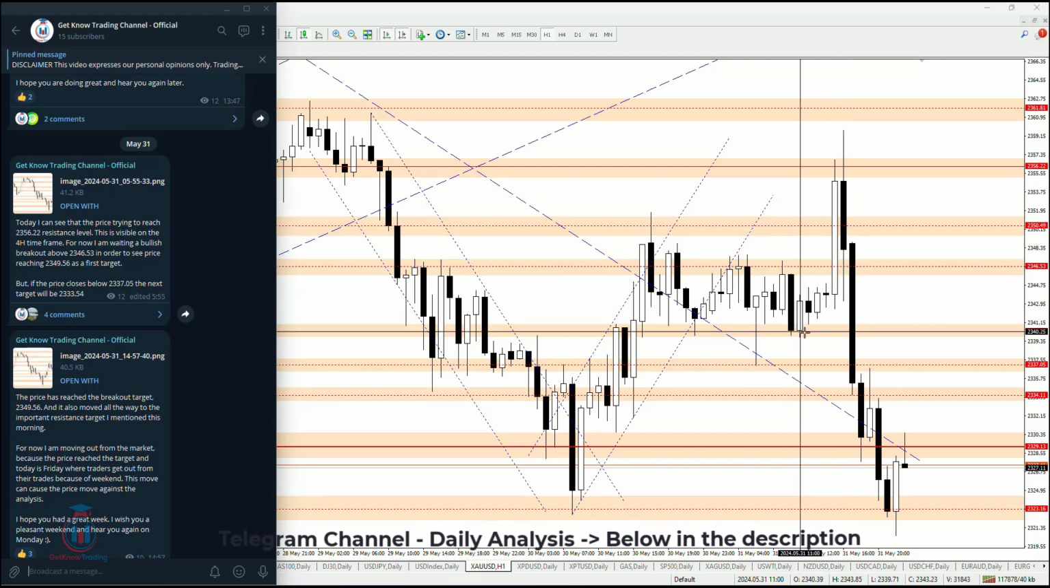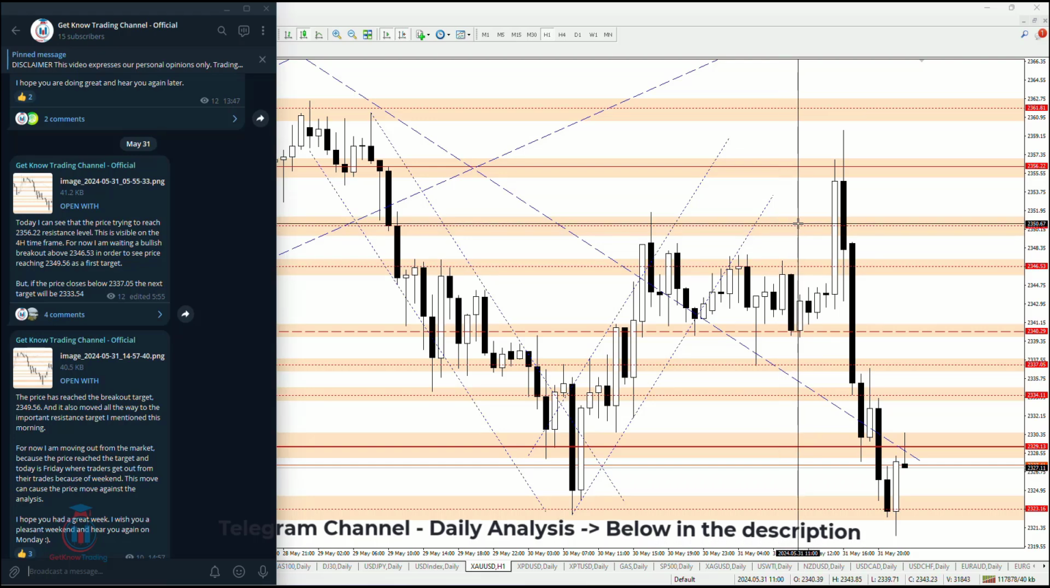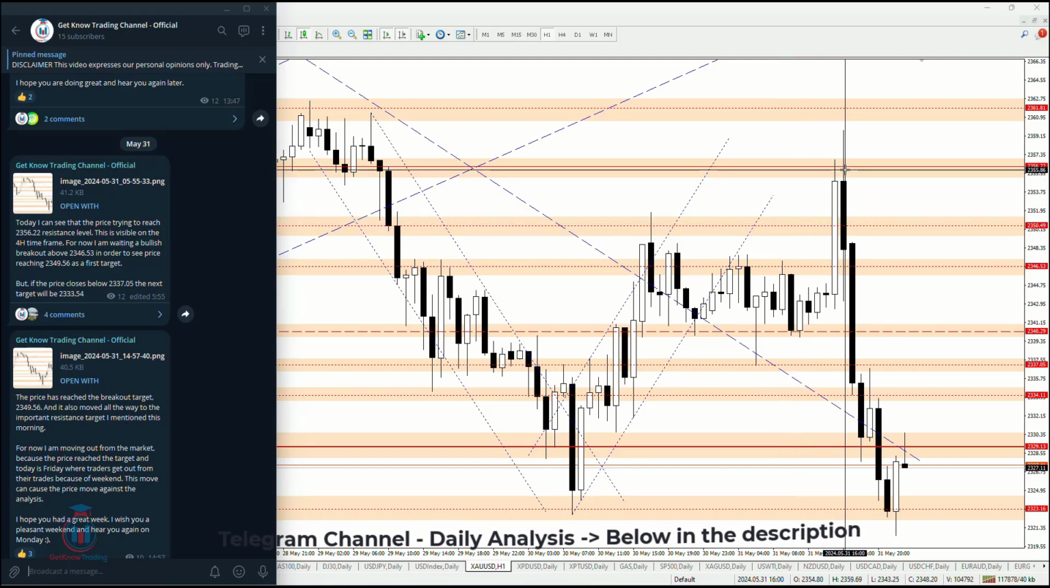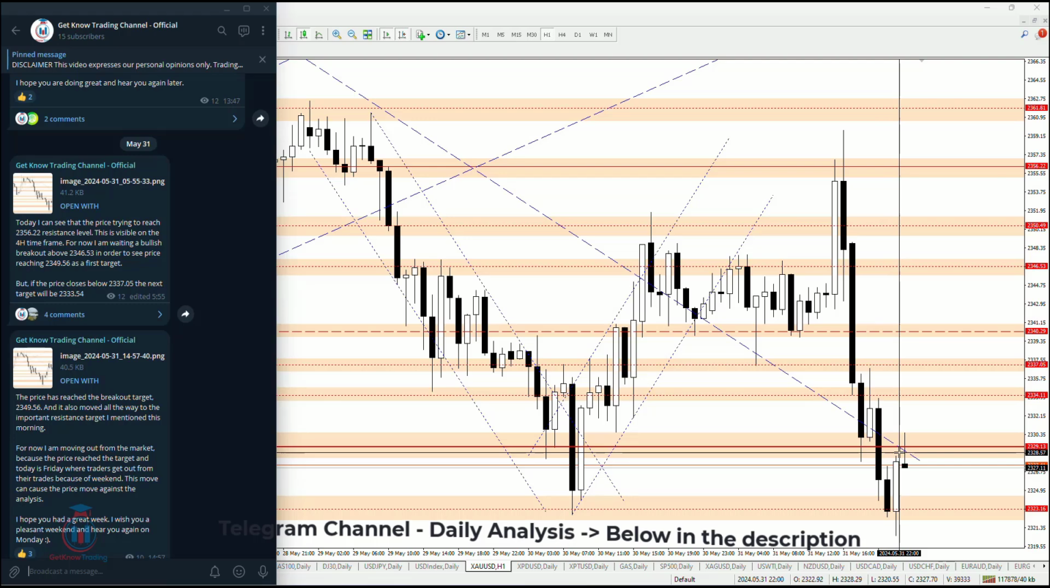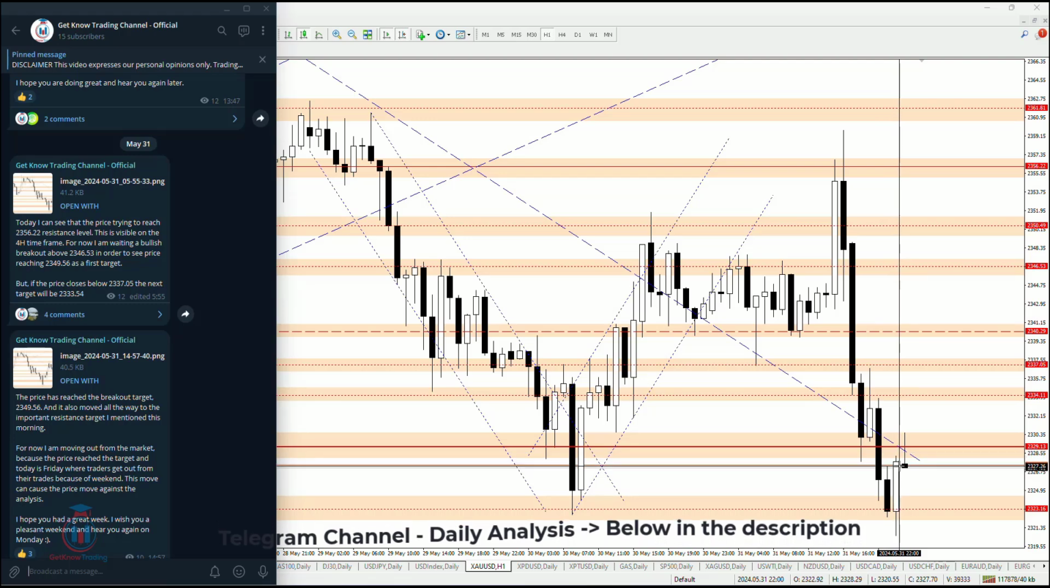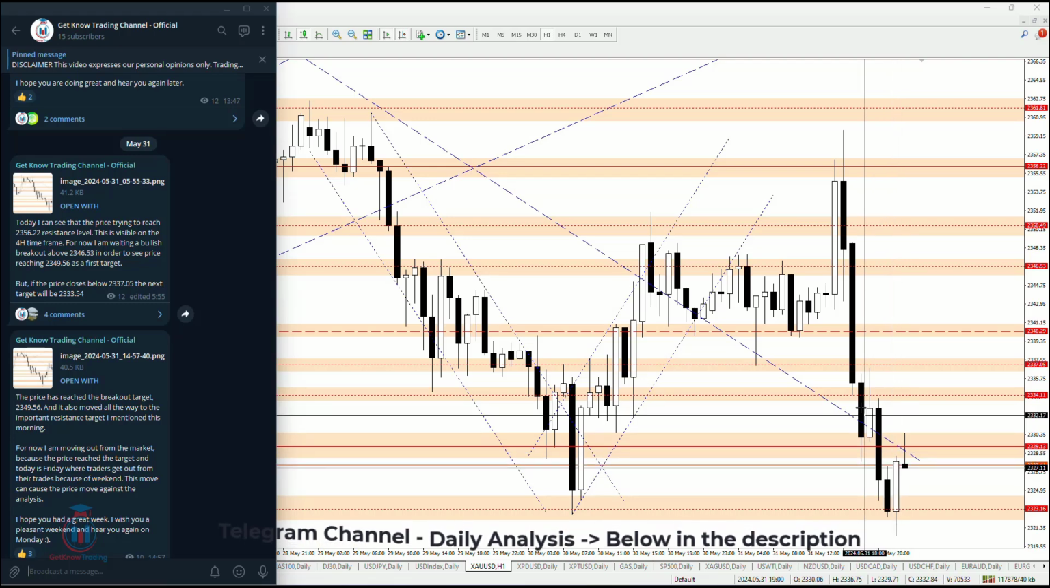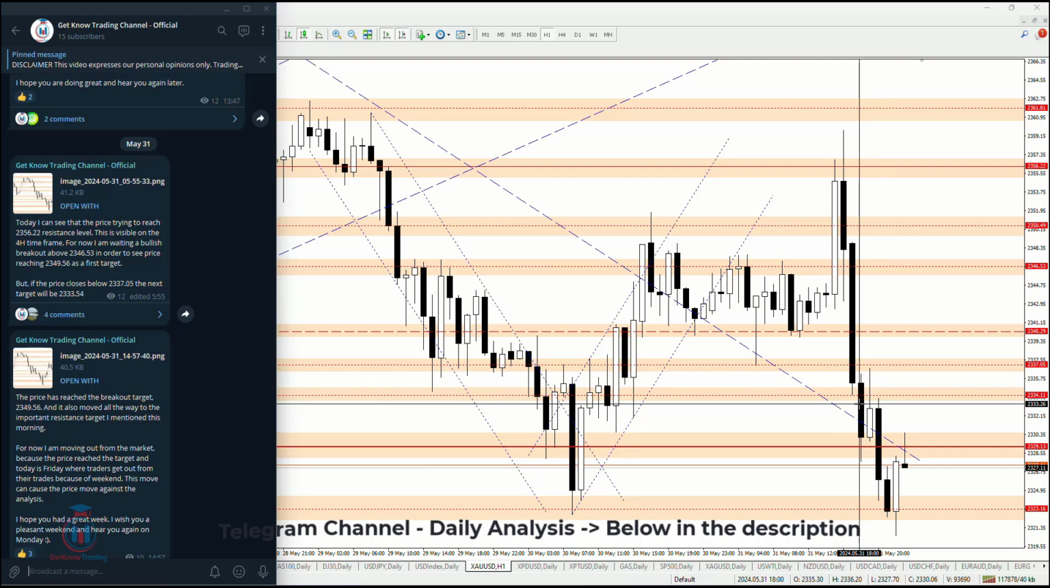Each hour we can see the resistance and support levels that need to be broken, and based on this I'm sharing the details with the potential targets with the traders, so they can see this analysis and add it to their own analysis.